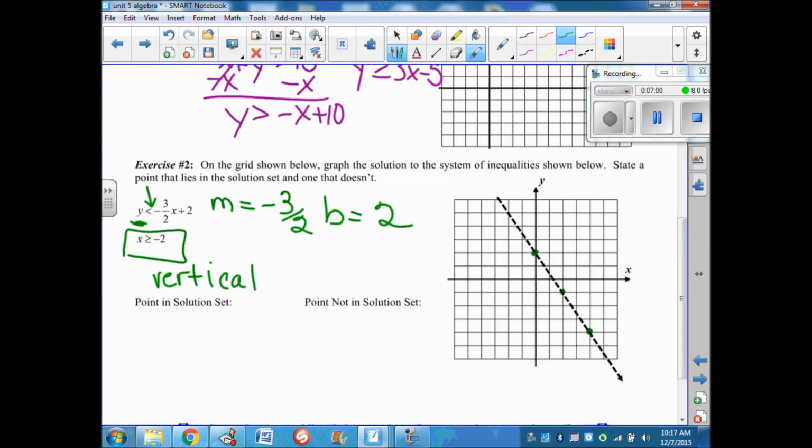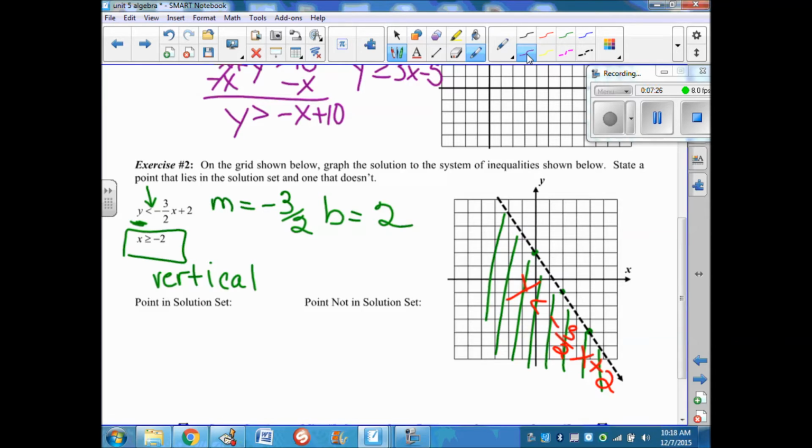Do the y values that are less than go up, or do the y values that are less than go down? Those y values that are less than are all going to go down. And make sure that you label it on the shaded side. So y is less than -3/2 x plus 2. The second one, x is greater than or equal to -2.